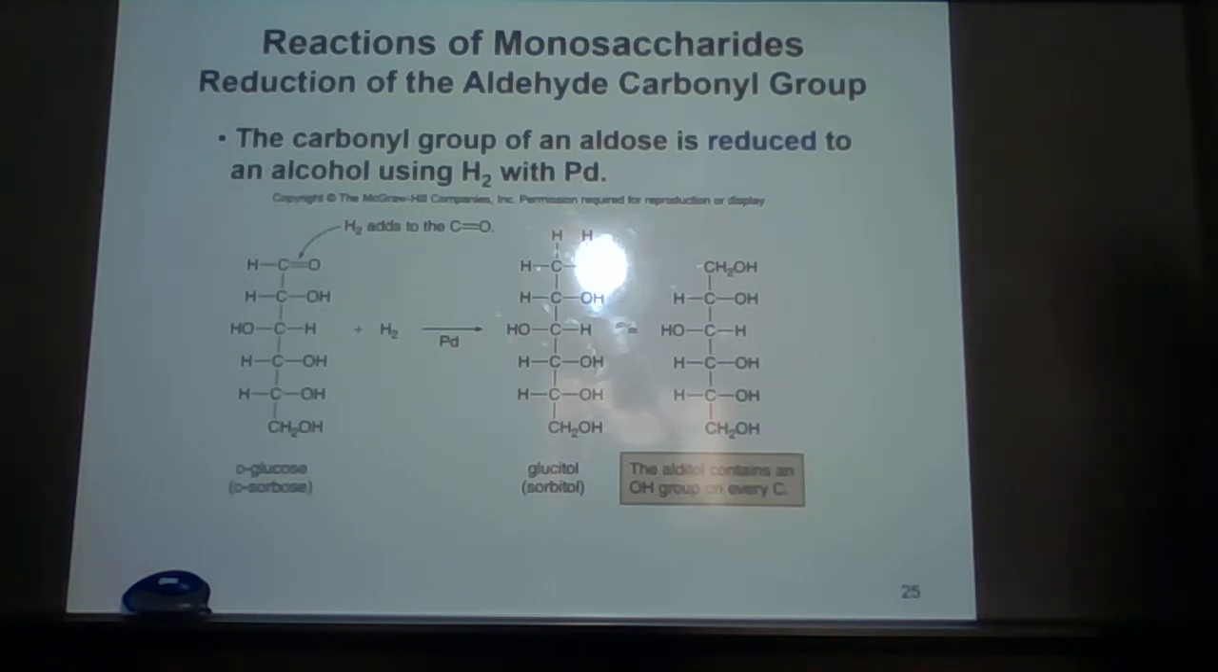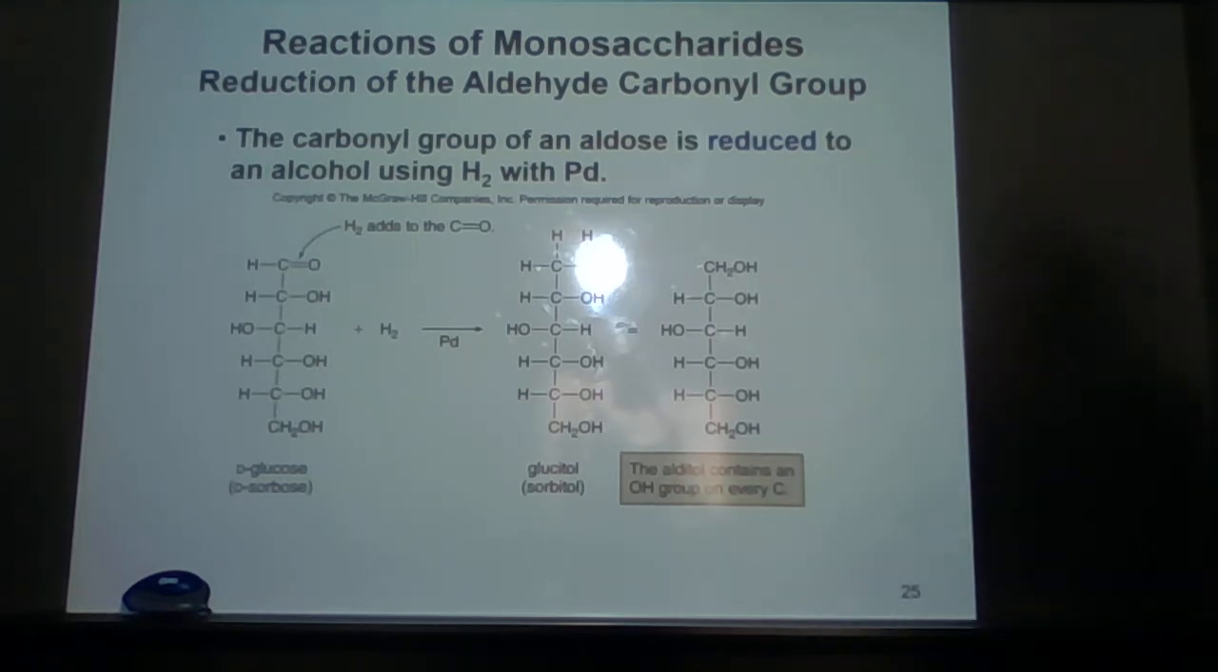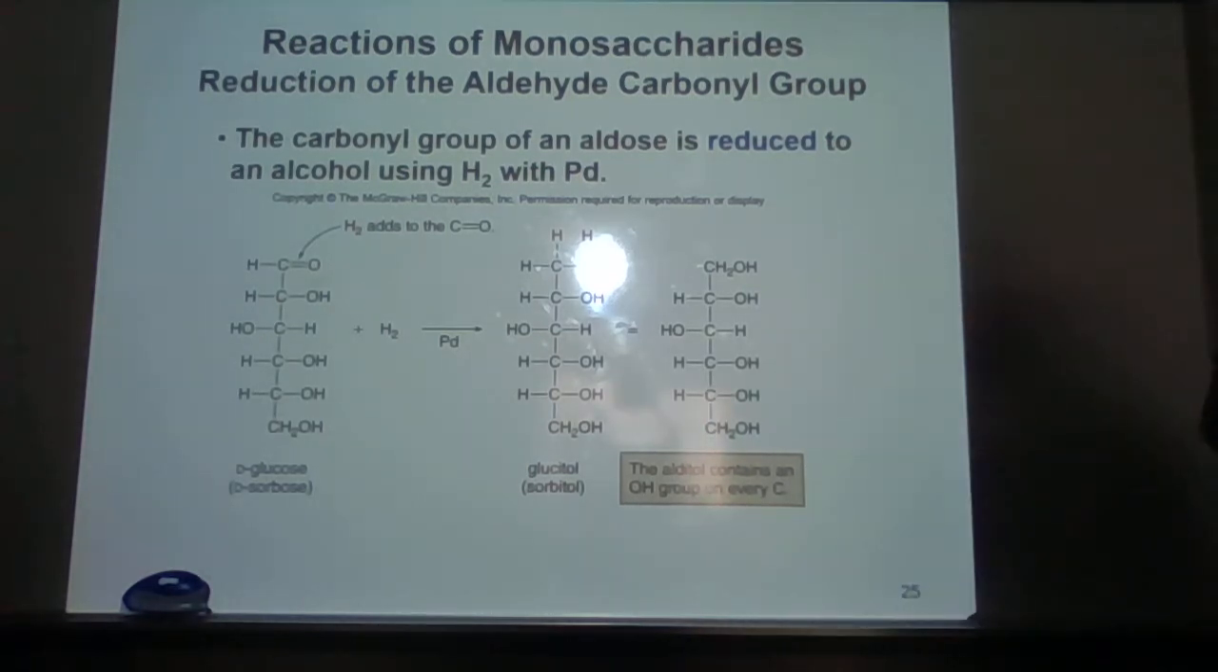These can undergo reactions that we've studied with reactions of alkenes. We can add hydrogen across the C double bond O to give us the corresponding alcohol. So we're reducing the aldehydes with hydrogen on palladium catalysts. So this adds H2 across the C double bond O. We get to this polyol, sorbitol.